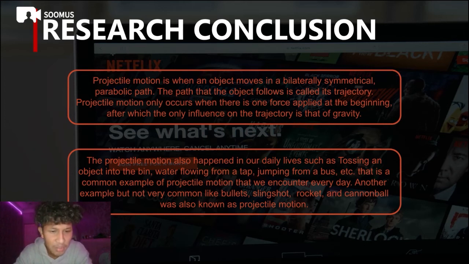Projectile motion also happens in our daily life, such as tossing an object into the bin, water flowing from a tap, jumping from a bus, and so on. These are common examples of projectile motion that we encounter every day. Other examples, though not as common, are bullets, slingshots, rockets, and cannonballs.